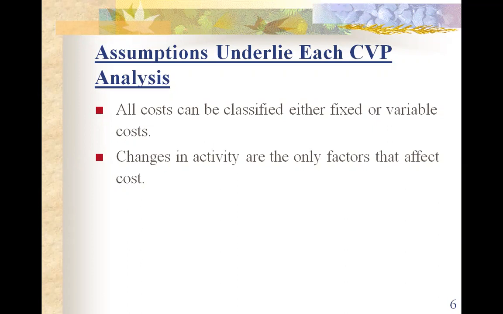Changes in activity are the only factor that affects cost. Another assumption is that changes in activity. Changes in activity means changes in the production level. Changes in the production level will affect the cost. Like for example, if we produce 5,000 units, our pricing will be, for example, per unit maybe 50 taka. But if we produce 10,000 units, maybe our price will be 45 taka. So the price will change with the level of production.